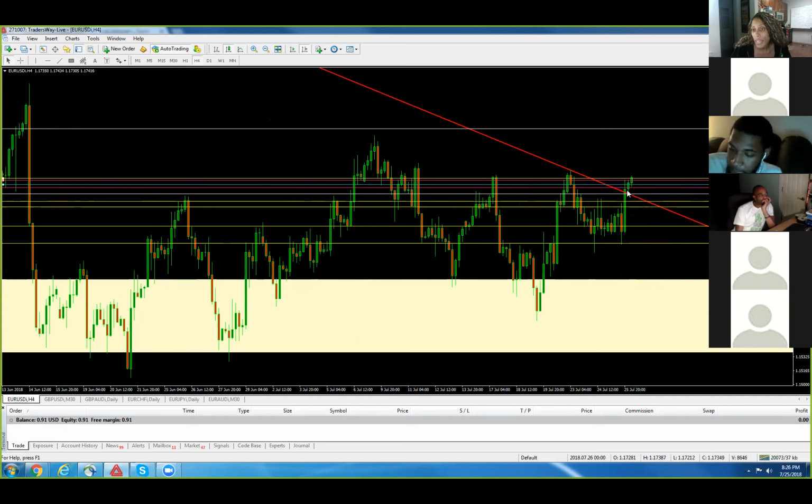This was our time to get in right here when it retested the daily and the trend line 4 hours ago. That was our time to get in right there, y'all. Y'all see that? If you wanted to get in on Euro USD, that was your time to get in right there. We missed it. So now we have to wait.